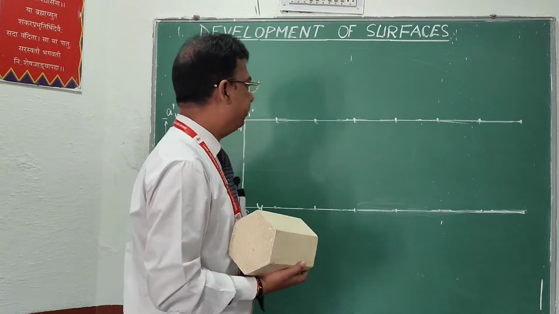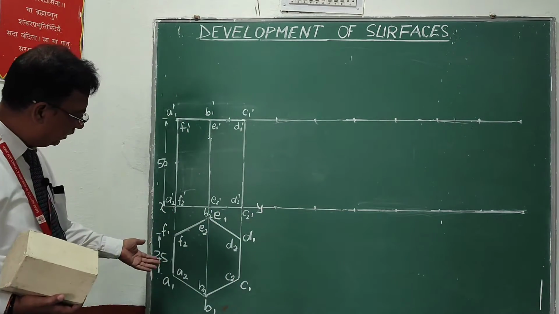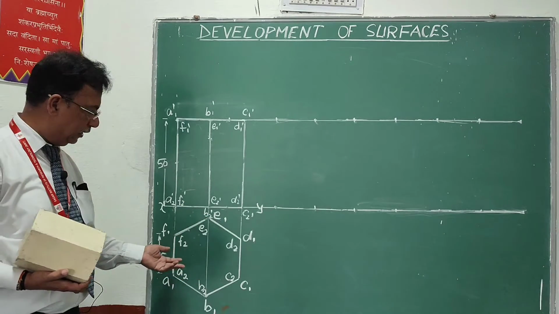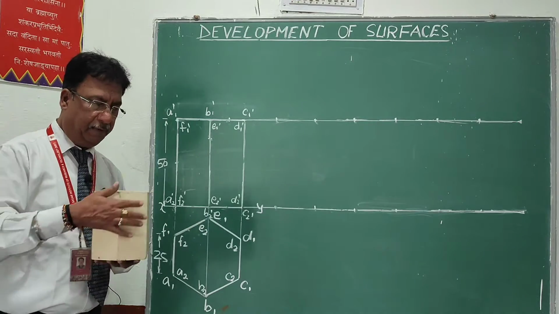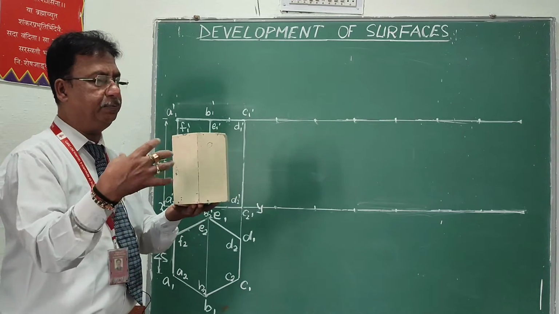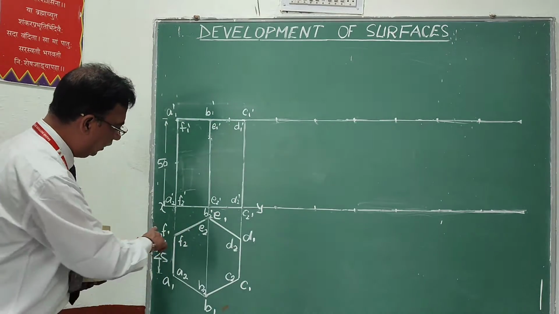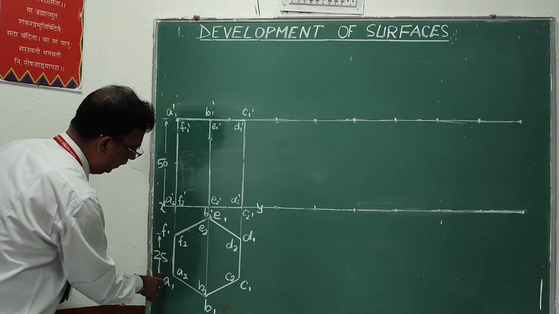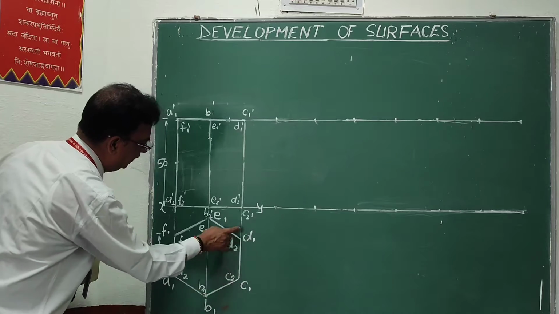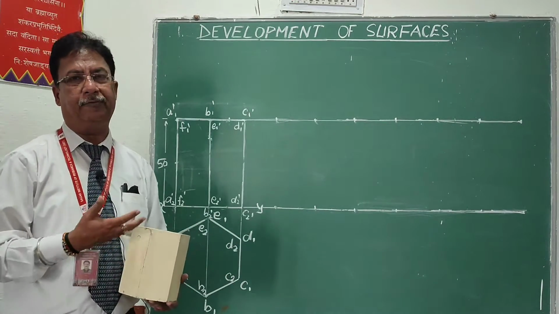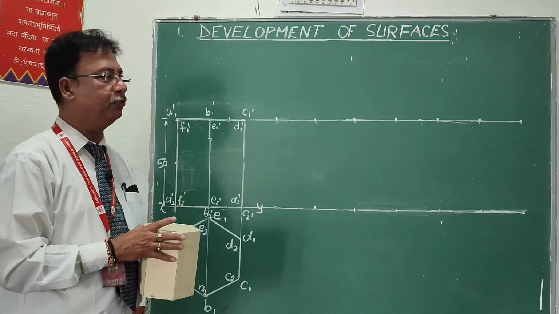I have taken a problem in which this hexagonal prism will be kept like this. Its base will be on the HP with two vertical faces perpendicular to the VP. So in the top view it looks like a hexagon of this shape. The top base will be A1, B1, C1, D1, E1, F1, and the lower base will be A2, B2, as we normally use in the projection of solids also.